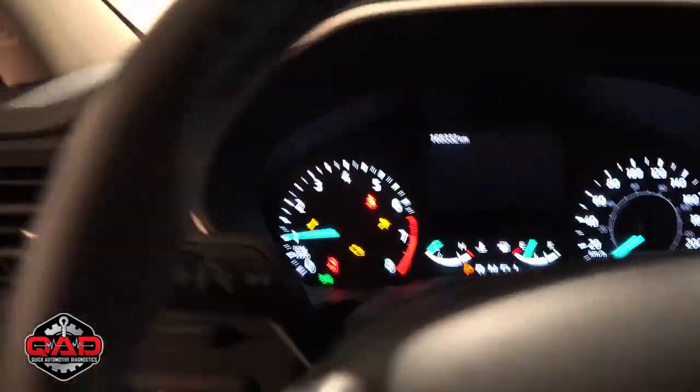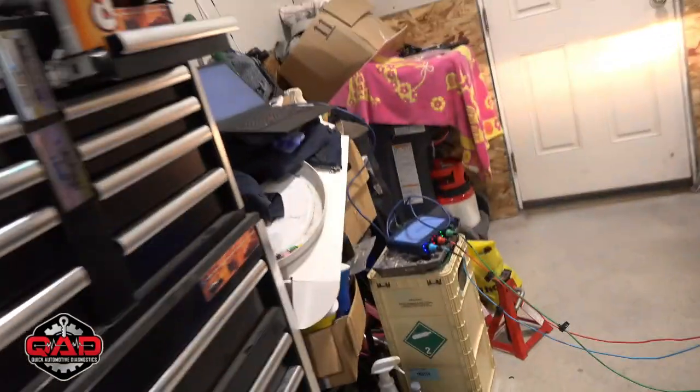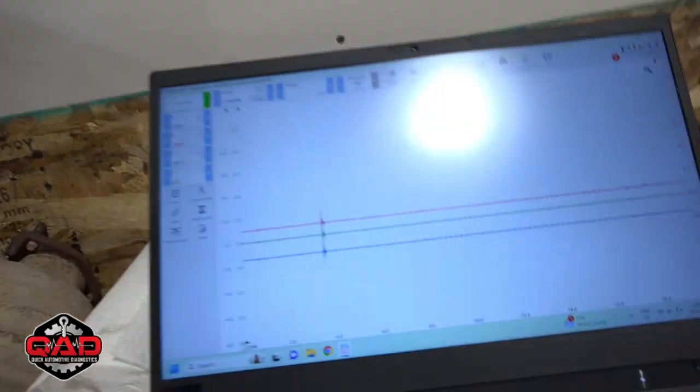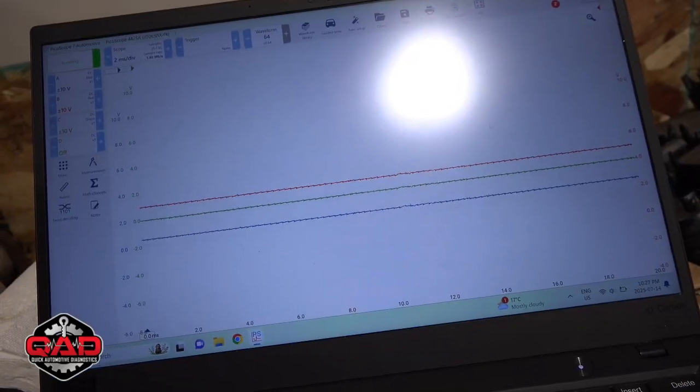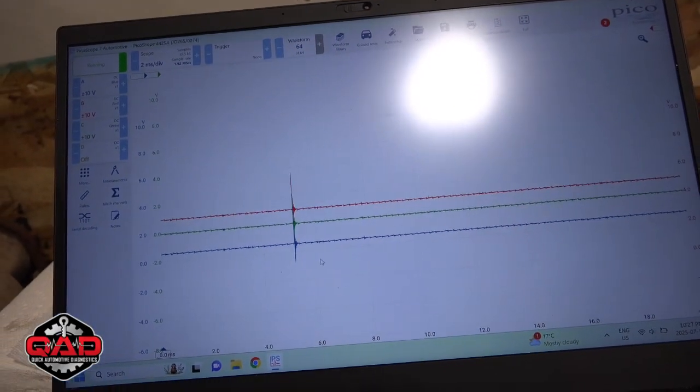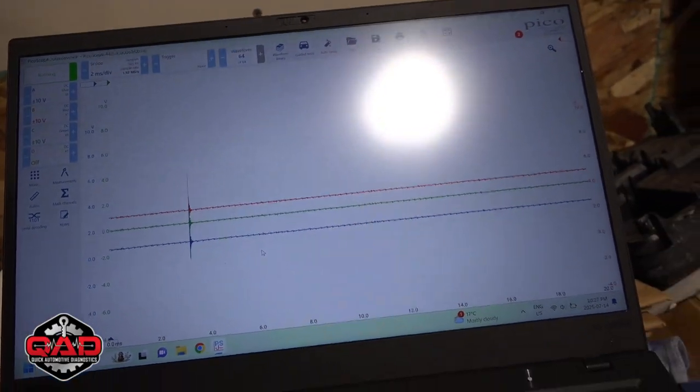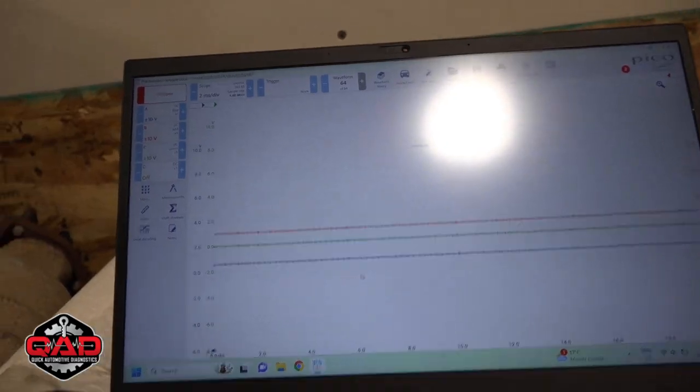As you can see, it takes a long time to crank. Let's see what we got. We are having some sort of a noise, and that's not really a good waveform. So let's stop that and analyze that.